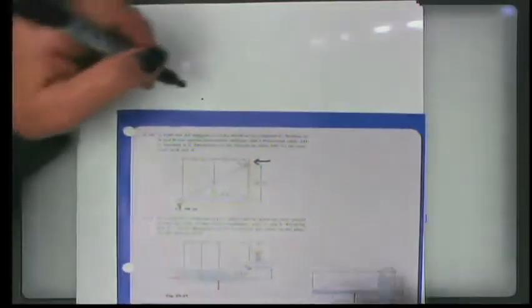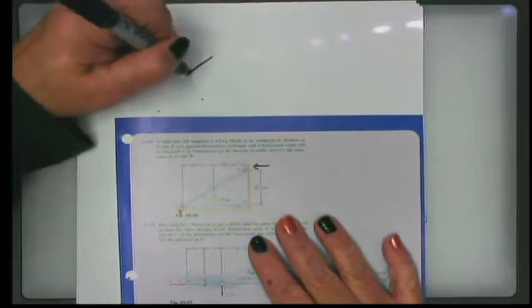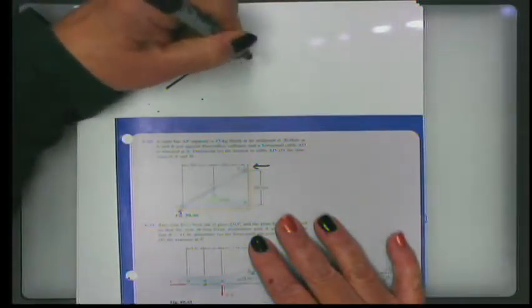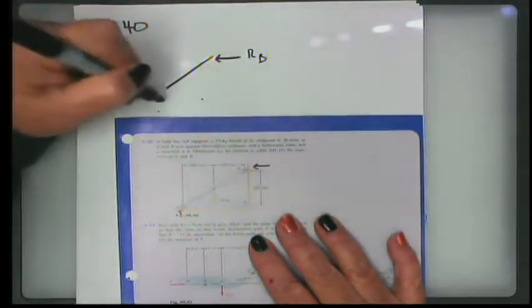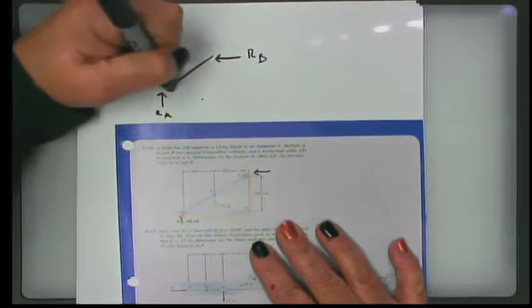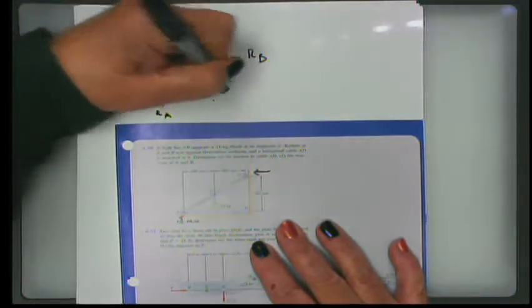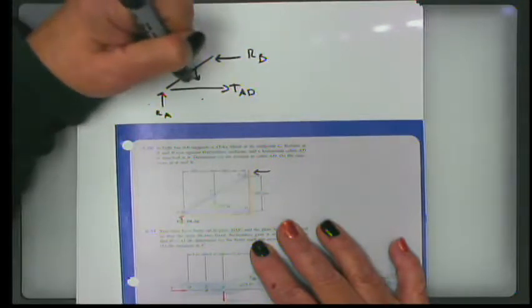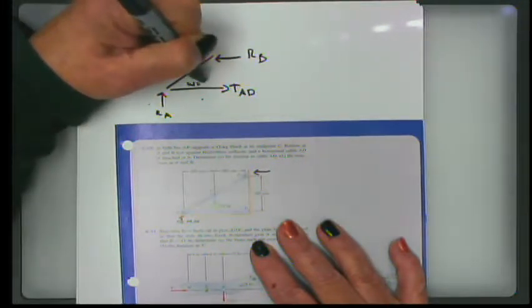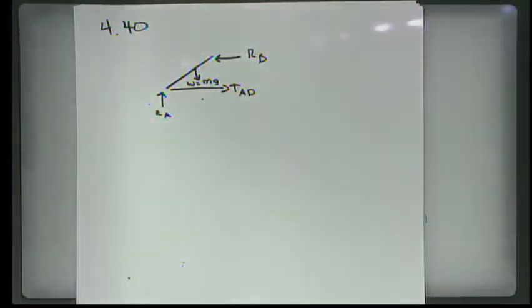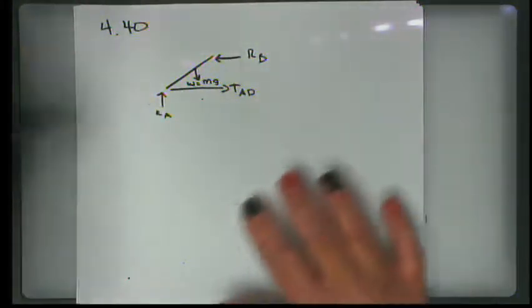All right, so here's what we have. We have this bar being acted on by these forces. This is the reaction at B. This is the reaction at A. This is the tension in AD. And this is the weight, which is mass times gravity. Those are the forces that are acting on this bar.